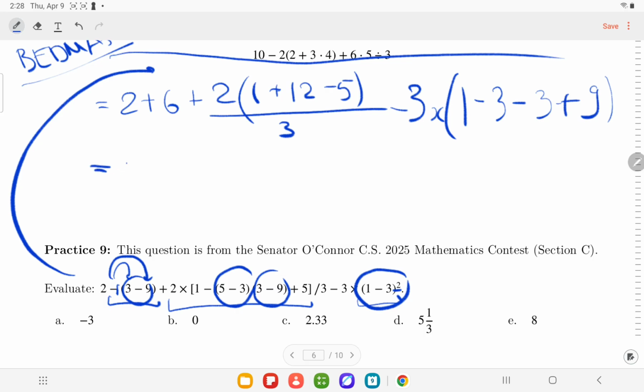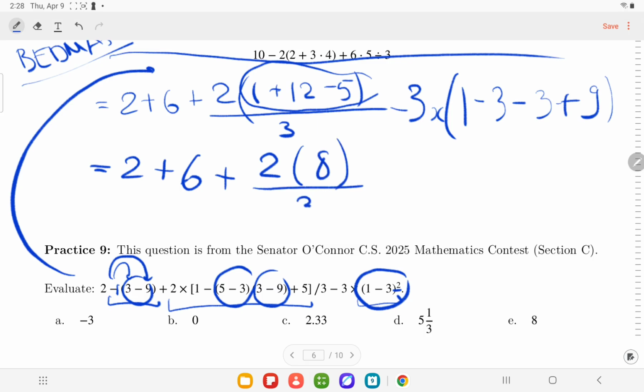So we have 2 plus 6 plus, and then we can solve this entire bracket here, just going from left to right. So 1 plus 12 is 13. 13 minus 5 is 8. So we end up with 2 times 8 over 3. And we can also solve this bracket by going from left to right. So we have 1 minus 3, which is negative 2, minus 3 is negative 5, plus 9 is 4.